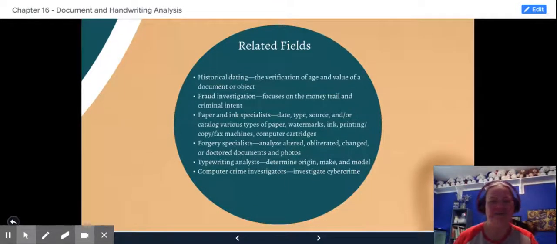All right, related fields. So what types of documents get examined? You have historical dating, verification of documents or objects. Fraud investigation, paper and ink specialists will look at different things associated with that. Forgery specialists and typewriting analysis. That's not quite so much, but again, some people still use a typewriter, and you can analyze the characteristics associated with that as well.